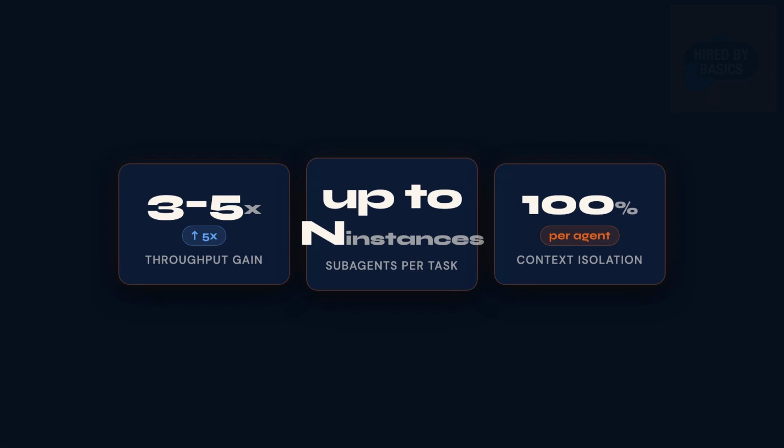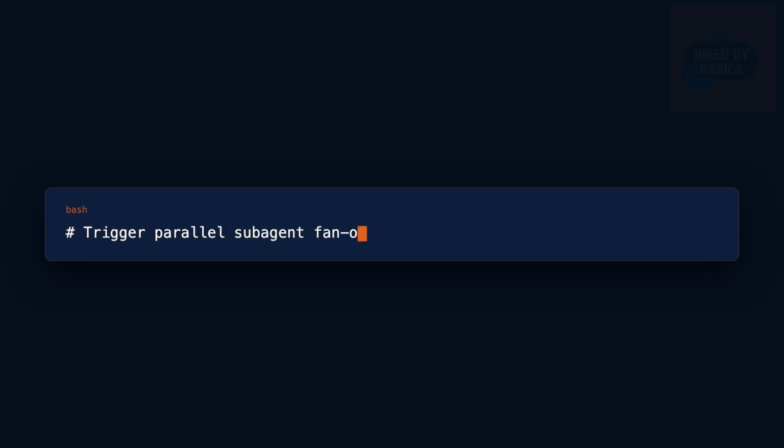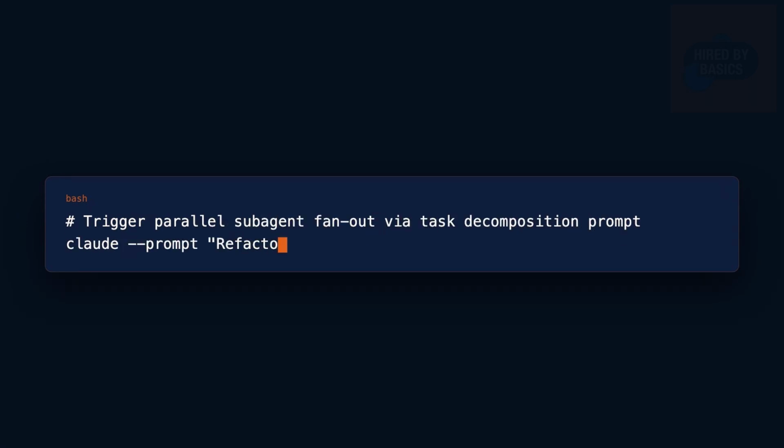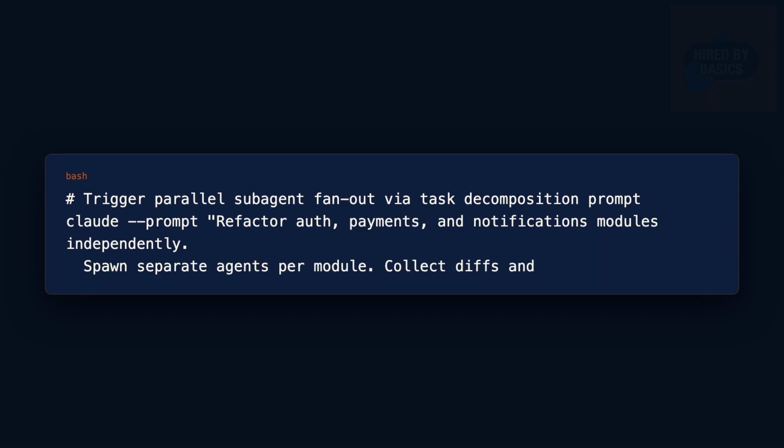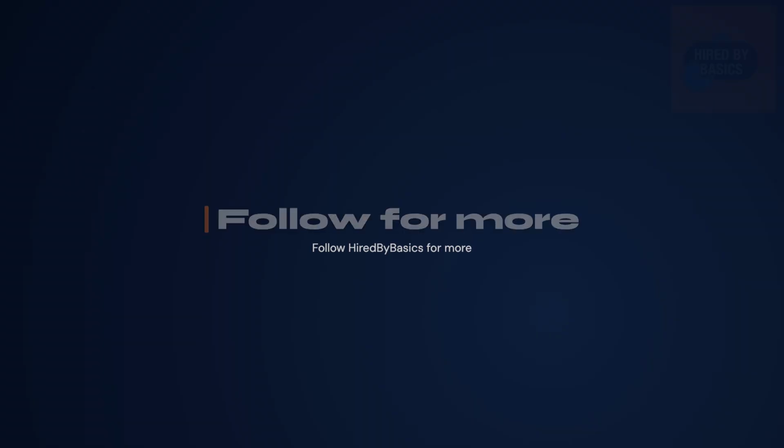The mistake engineers make is assuming Claude Code is inherently sequential because it feels like a chat interface. It's not. It's an agent runtime. Treat it like one. Structure your prompts to identify parallelizable work, let the orchestrator fan out, and collect results. That's the shift. That's the core of it.